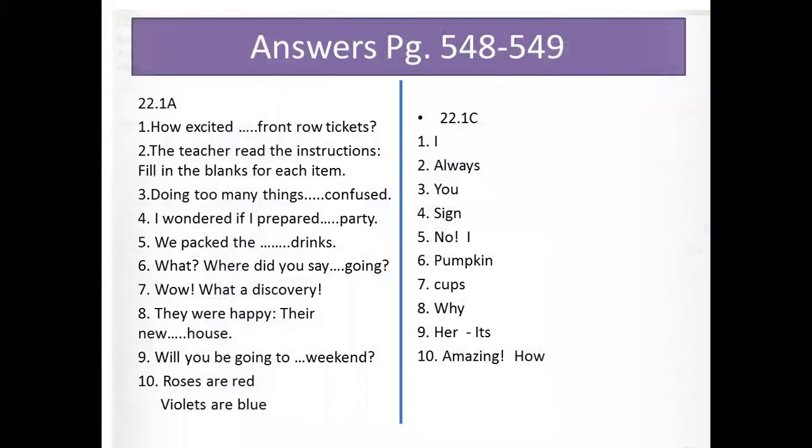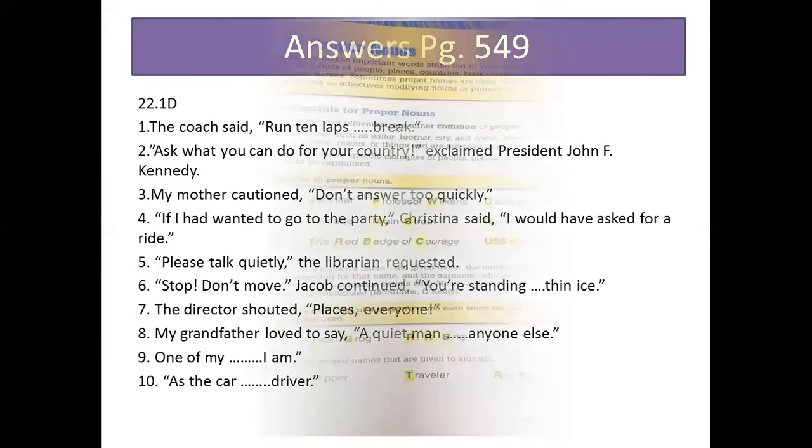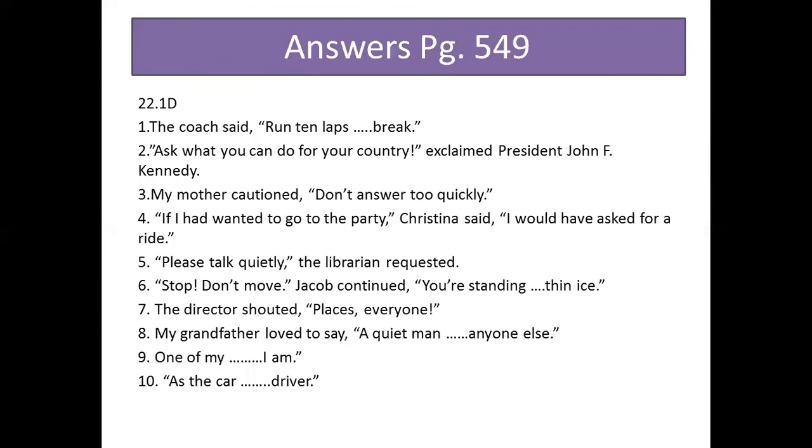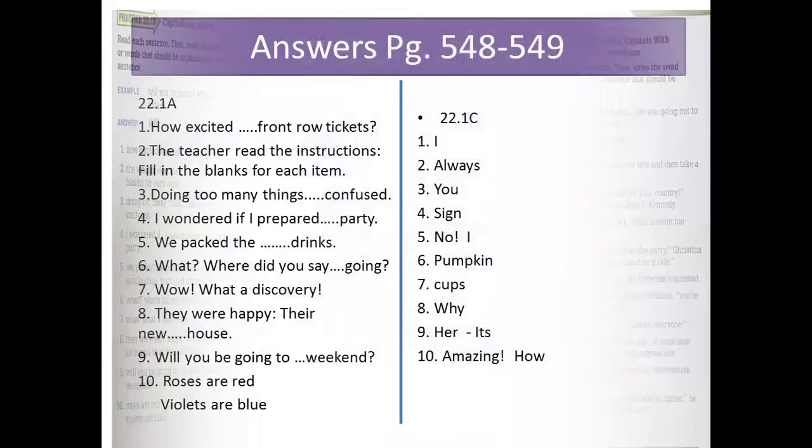Now you have four exercises, 22.1A, 22.1B, 22.1C and 22.1D. One of them is cancelled, I guess, but I will still see. And here are the answers. 22.1B is cancelled, girls. So you have only 22.1A, 22.1C, and 22.1D. And here are the answers.